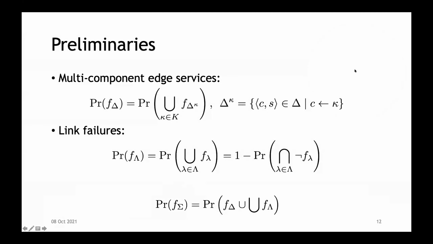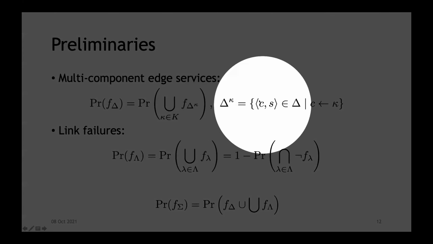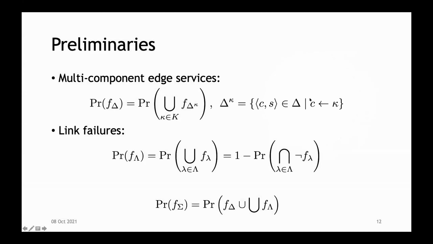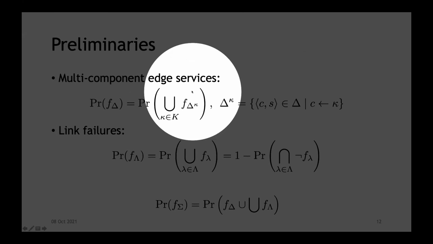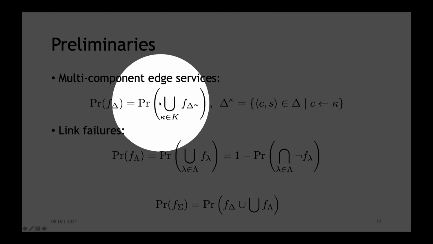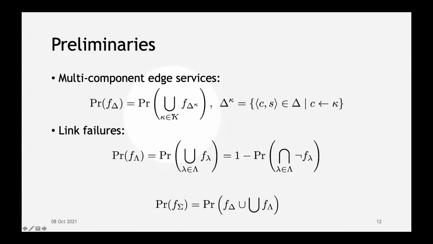Here, K is the set of service deployments, and kappa is one service component. And delta kappa, which is defined here, is the set of all deployments that run this component kappa. In this case, we can simply compute the failure probability of this component and take the union of probability for all available components.